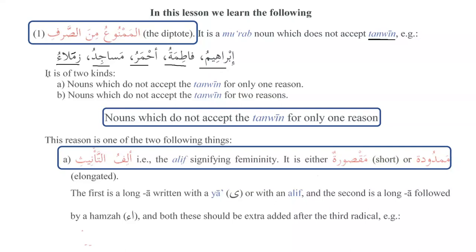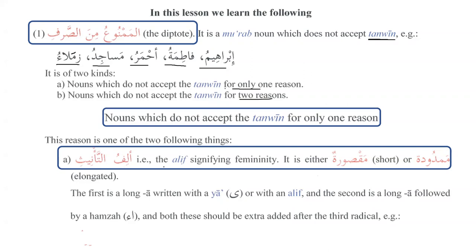And these diptotes are of two kinds. Number one, nouns which do not accept tanween for only one reason. And then we will see that there are nouns that do not accept tanween for two reasons. So first look at the nouns that do not accept tanween for only one reason. This reason is one of the following things.